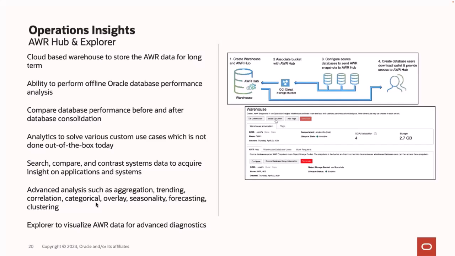Some of the key use cases are listed here, such as performance analysis, pre- and post-consolidation, other custom use cases, and other analytics on system-level data. Onboarding is very simple in this cloud-based AWR Hub solution. Right now it's available for autonomous database. You can utilize this for your performance-led analysis based on AWR Hub data.